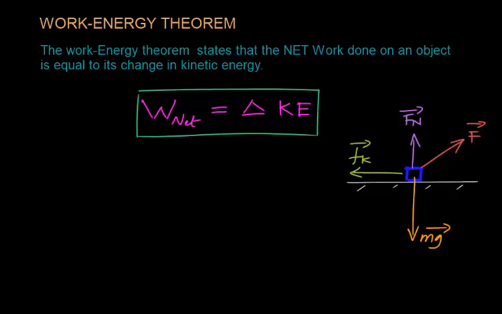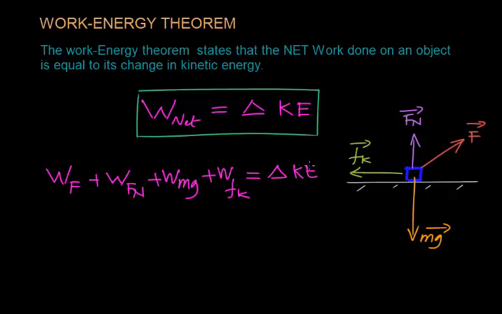Let me detail it here. The work done by the force F plus the work done by the normal force plus the work done by mg plus the work done by the friction. This is the work done by the net. That should equal the change in KE. Notice also that the quantities are all added algebraically. They are not vectors. Each one of these quantities can be positive or negative because they are scalars.